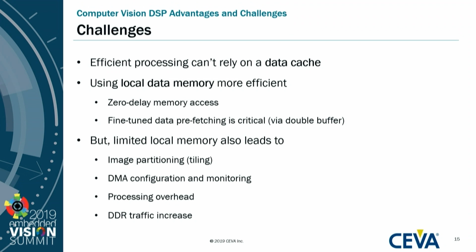First, we noticed that using data cache is not efficient enough for heavy SLAM processing. For efficient processing, we have to use local memory that allows zero latency access, and we must have a fine-tuned data prefetch. But using limited memory has some downsides, like image partitioning into tiles. We need to configure the DMA and monitor the DMA transactions. We have the processing overhead, and of course, DDR traffic increase.